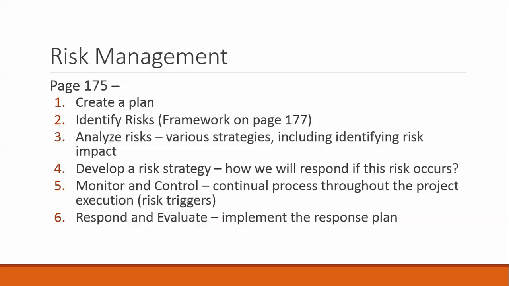On page 175 of your text, there is a great 6-step process for risk management. First, we create a plan, and we do that by identifying our risks.